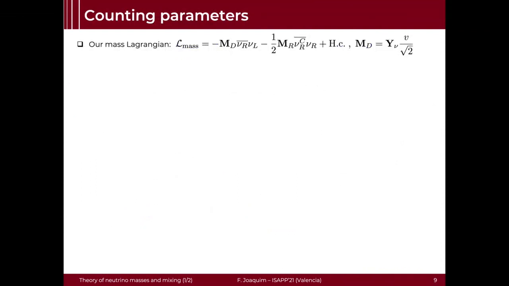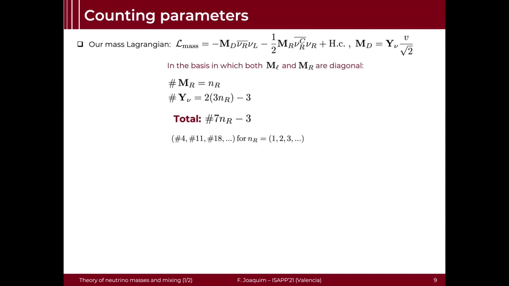Okay, so let's count the parameters to see if we can actually get some information about the original Lagrangian, taking into account what we know from low energy neutrino data. The idea and the question is, we know the mixing angles, we know the neutrino mass squared differences, and the question is, can we reconstruct the original Lagrangian or the original parameters from what we know from neutrino oscillation experiments? So let's count the parameters.